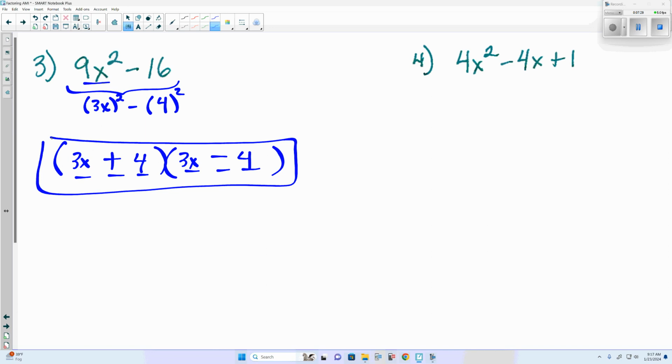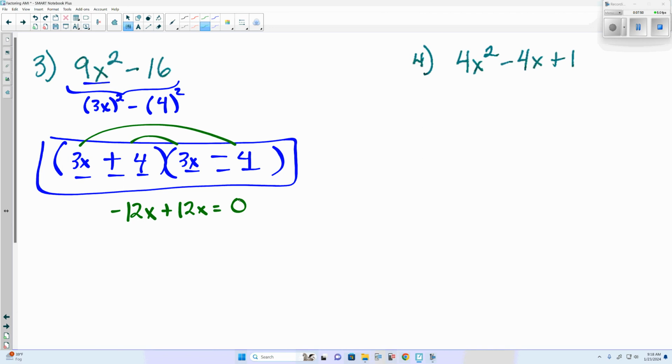So at this point here, we're just factoring. We can check it, yes. Because if we check this here, 3x times negative 4 is negative 12x. 4 times 3x is plus 12x, giving us 0. Because we don't have a middle term, so it should be 0.